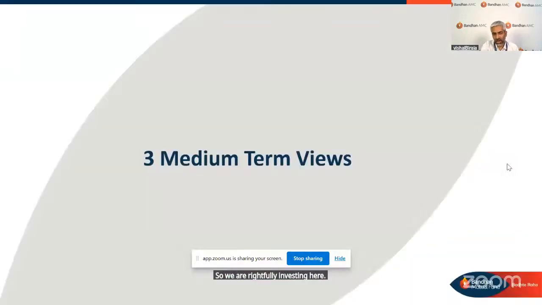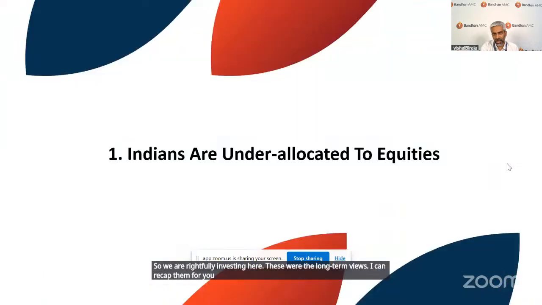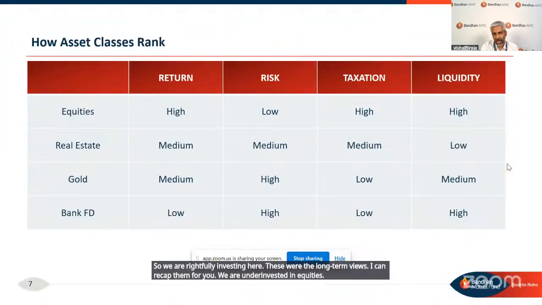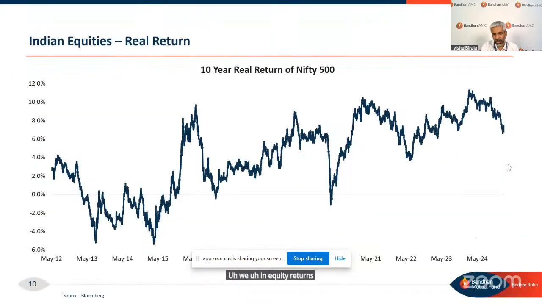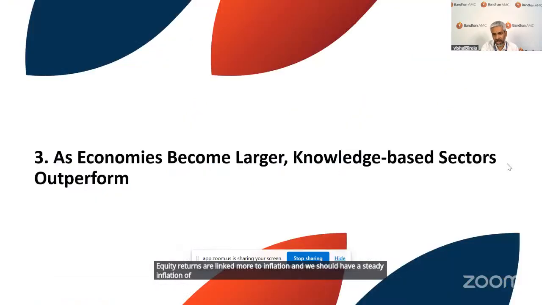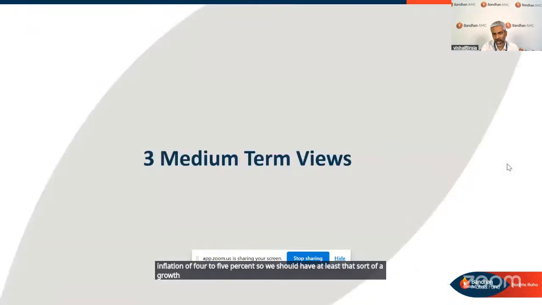These were the long term views. I can recap them for you. We are underinvested in equities. Equity returns are linked more to inflation, and we should have a steady inflation of 4 to 5%. So we should have at least that sort of a growth, and we are spending more on capex.